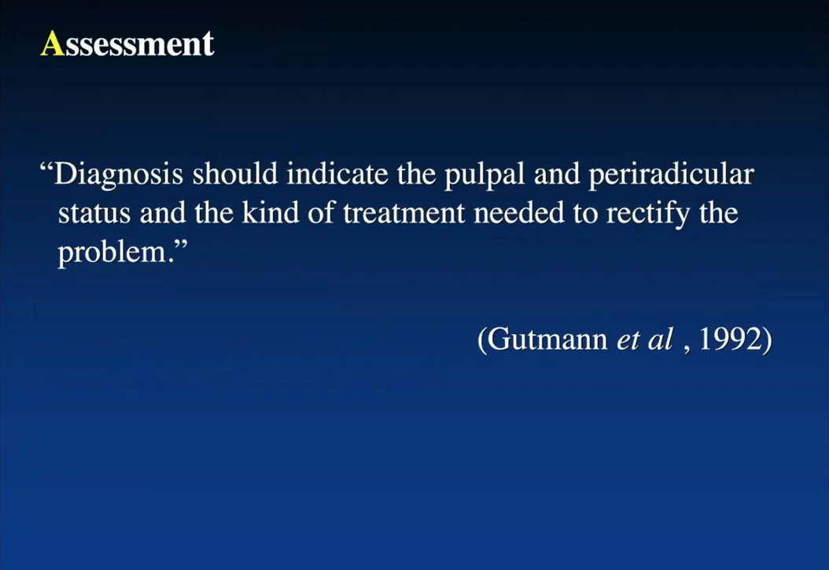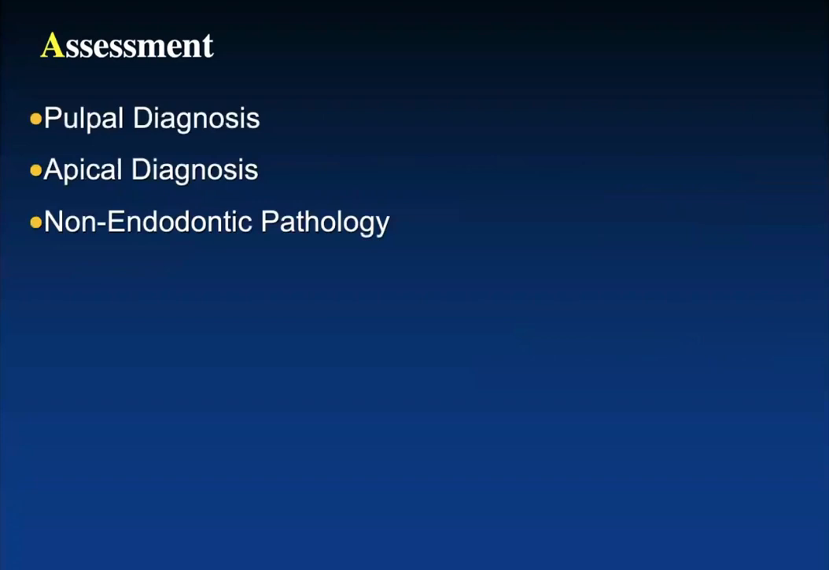Now, after all that testing that you've done, I hope we can reach a diagnosis. Diagnosis should indicate the pulpal and the periradicular status and the kind of treatment needed to rectify the problem. So when you write your diagnosis, it's not supposed to be just pulpitis or abscess. You need to combine them both because that will indicate what kind of treatment. And don't forget the periodontal status as well. So today we're going to talk about the diagnosis, pulpal diagnosis, apical diagnosis, and briefly about the non-endodontic pathologies.